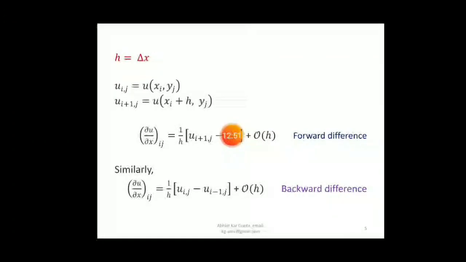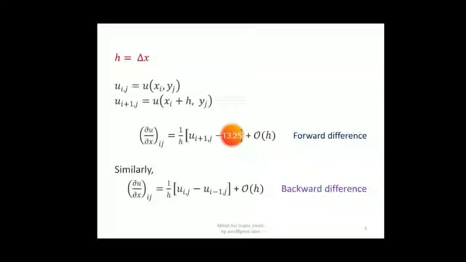Forward difference means you are standing at the ij-th point, and you are looking forward at the i plus 1-th point on the x-axis. So you take the difference between the forward value minus this value. And the backward difference means a similar difference, but you look backward. You are standing at uij, and you look backward at the previous point, i minus 1, j on the x-axis. So you take the difference between those values.